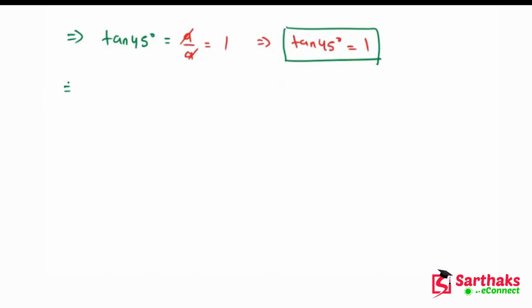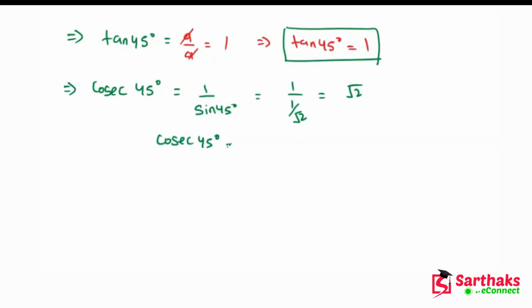Now cosec 45 degrees. We know that this is 1 upon sine 45 degrees. I hope you understand these things. So this will become 1 upon 1 upon root 2, which becomes root 2. So we can write cosec 45 degrees is equal to root 2.